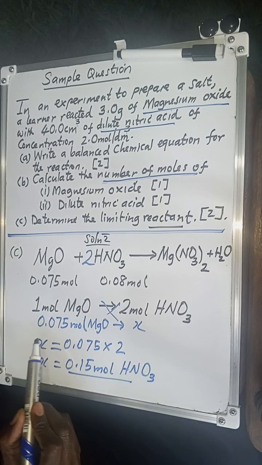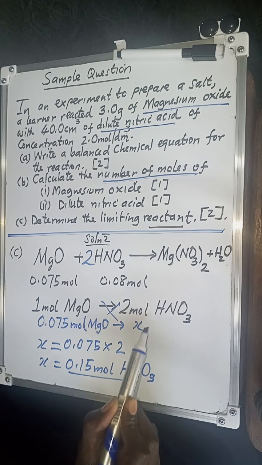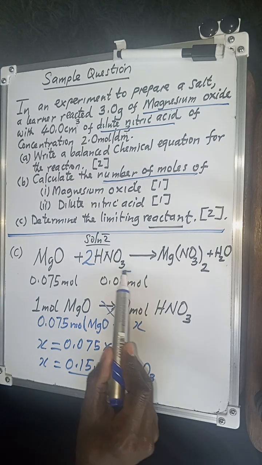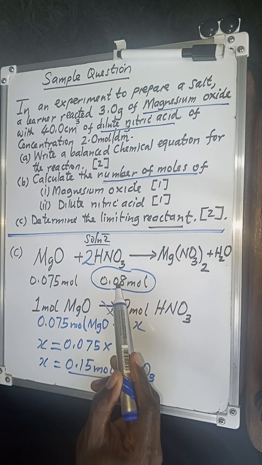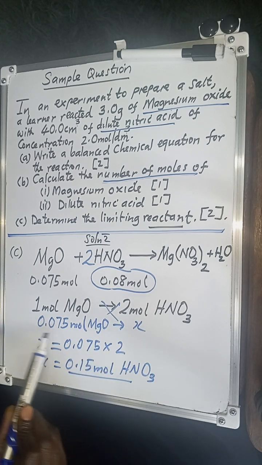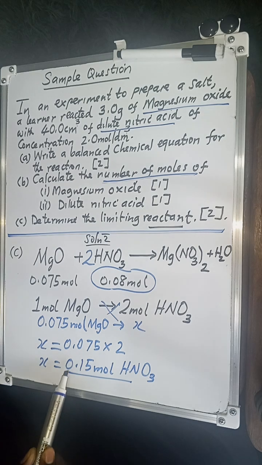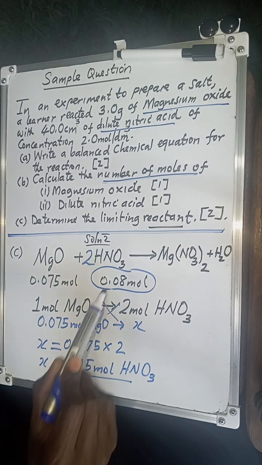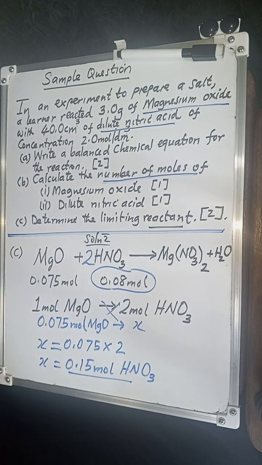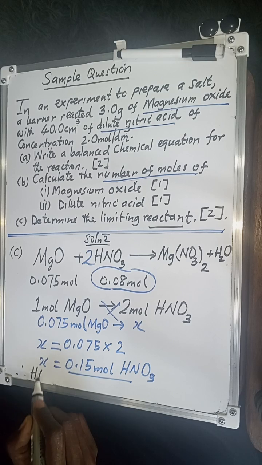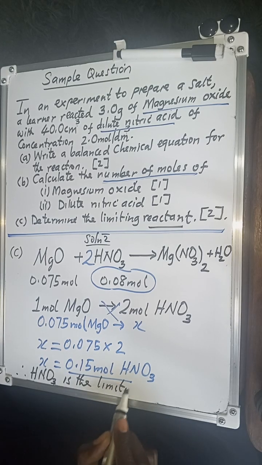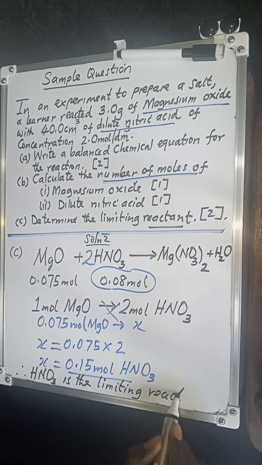So look at this, meaning when you react this number of moles, the number of moles that you need for nitric acid is 0.15 mole. Now, do you notice the number of moles that we have for nitric acid? We have 0.08. What we need is 0.15, and what I have there is smaller. Because what you need is bigger than what you have, it simply means that the nitric acid is the limiting reagent. So therefore we can conclude that HNO3, nitric acid, is the limiting reactant.